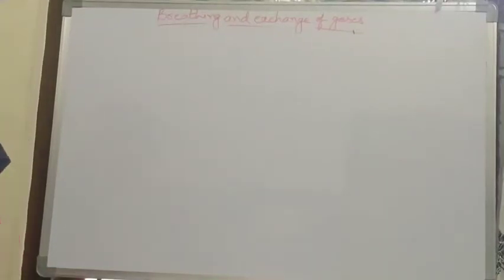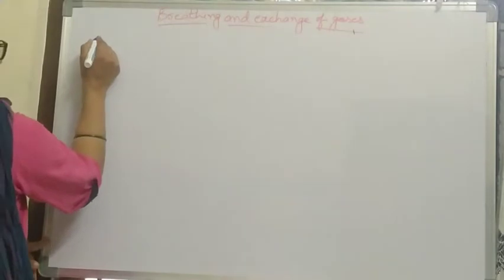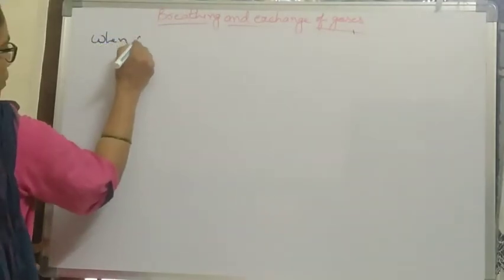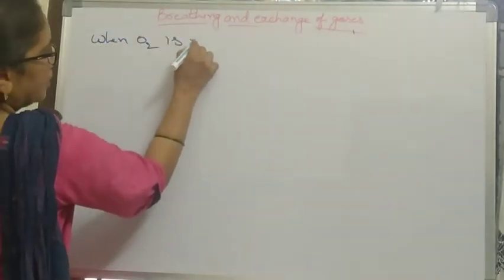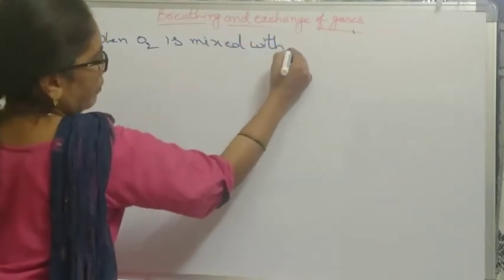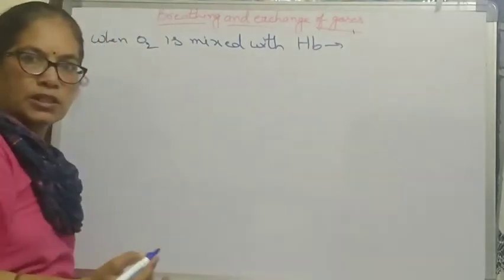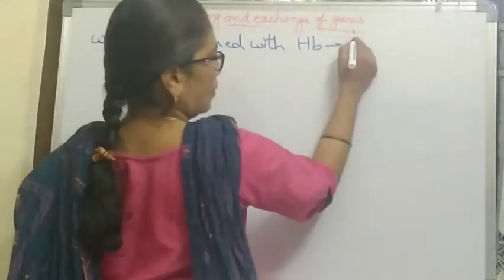Oxygen is mixed with the hemoglobin, that forms the oxyhemoglobin. Means when oxygen is mixed with the hemoglobin, that forms the oxyhemoglobin complex.